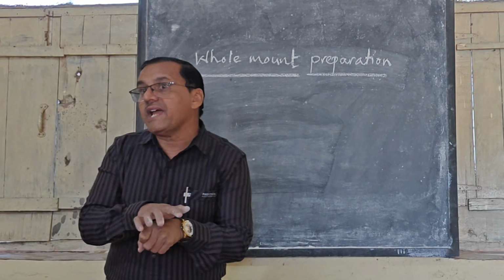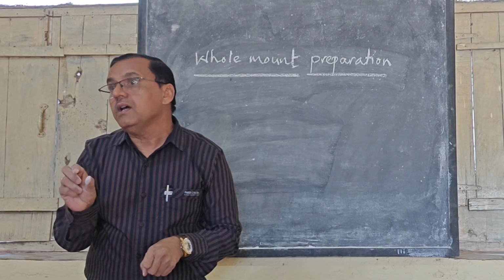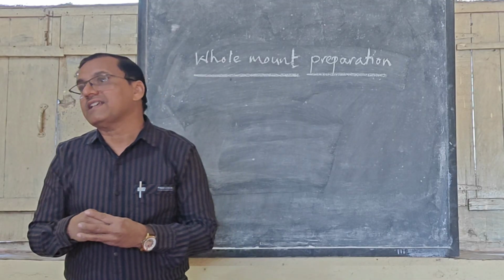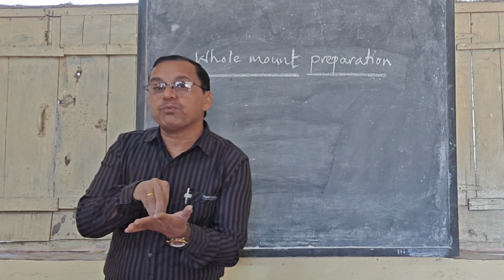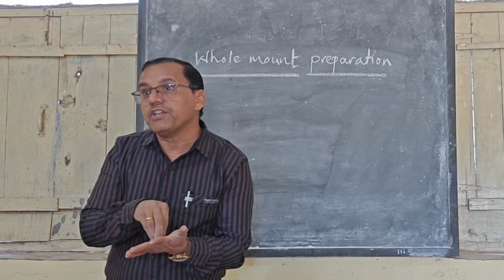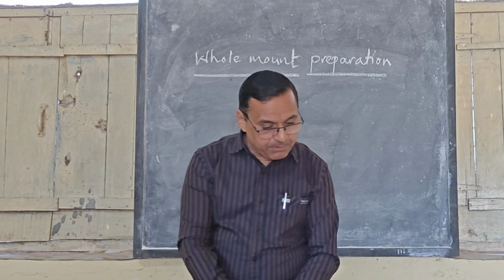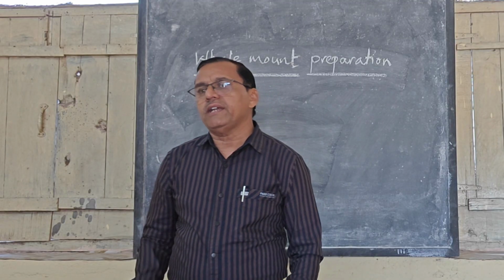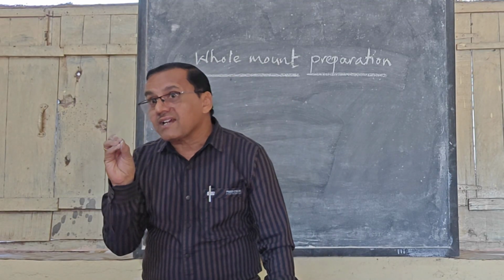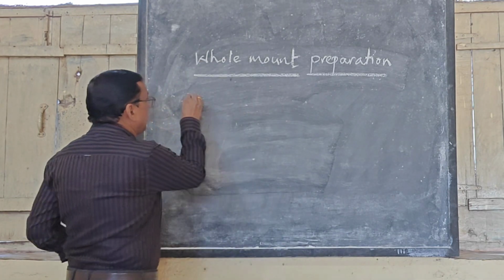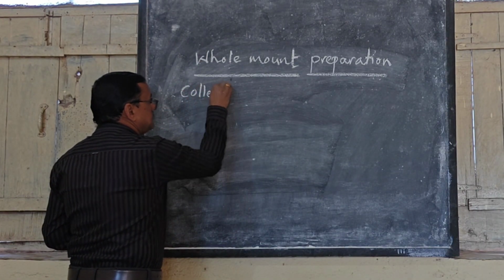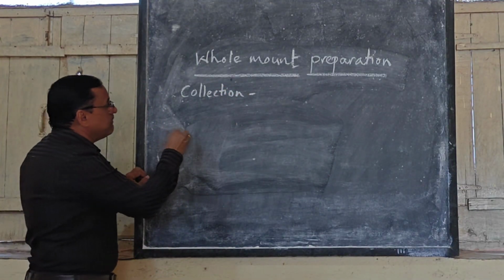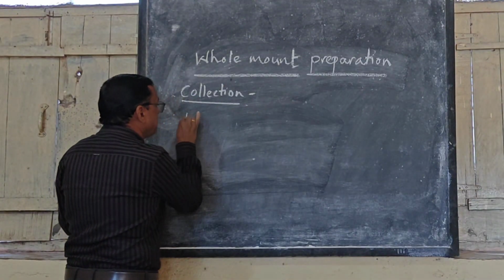We also prepare slides of mouth parts of housefly and mouth parts of mosquito. Such mouth parts can be mounted directly. This process is called whole mount preparation. Generally, how are whole mounts prepared? First of all, these animals are collected. So there are steps for this also: collection of material. After collection, these animals are fixed.